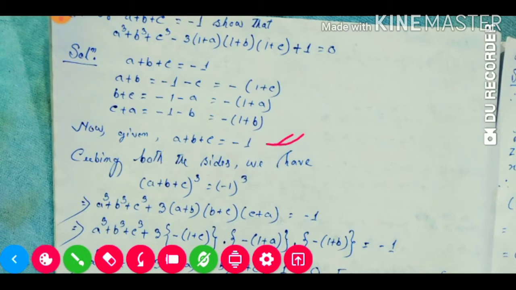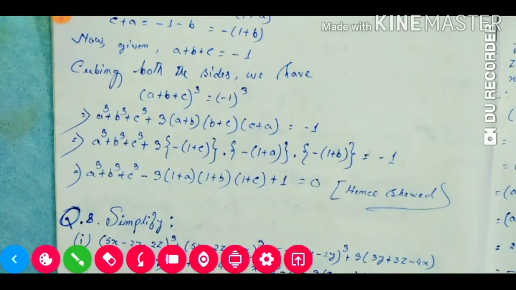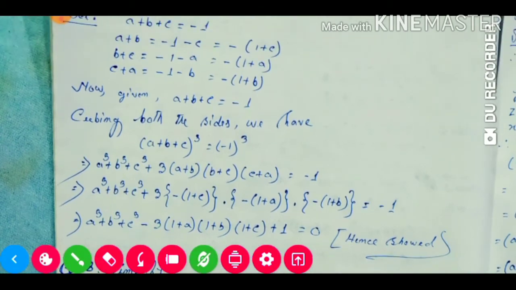Now see, given a plus b plus c is equal to minus 1. Now cubing both sides, we have (a plus b plus c) whole cube is equal to (minus 1) whole cube. Now we will apply the formula for (a plus b plus c) whole cube. So it will be a cube plus b cube plus c cube plus 3 into (a plus b) into (b plus c) into (c plus a), and (minus 1) cube will be minus 1 only. Now here, the a plus b value, whatever we got, we need to put. The a plus b value is equal to minus (1 plus c). So we have written this one. And the b plus c value also, whatever we got here, minus (1 plus a). Similarly the c plus a value also we will put here, which is equal to minus (1 plus b).